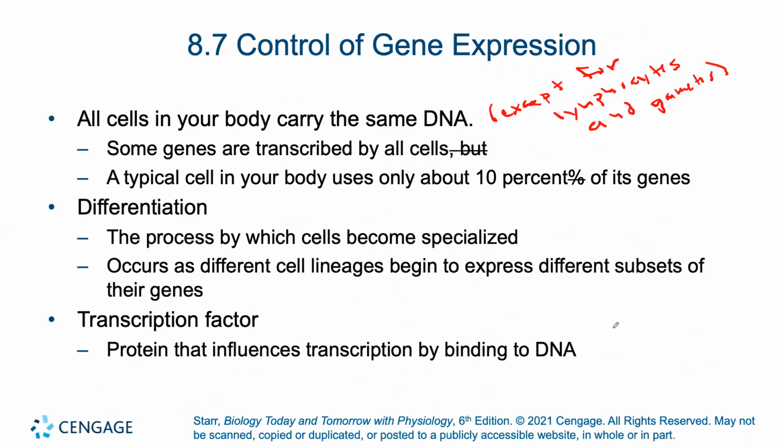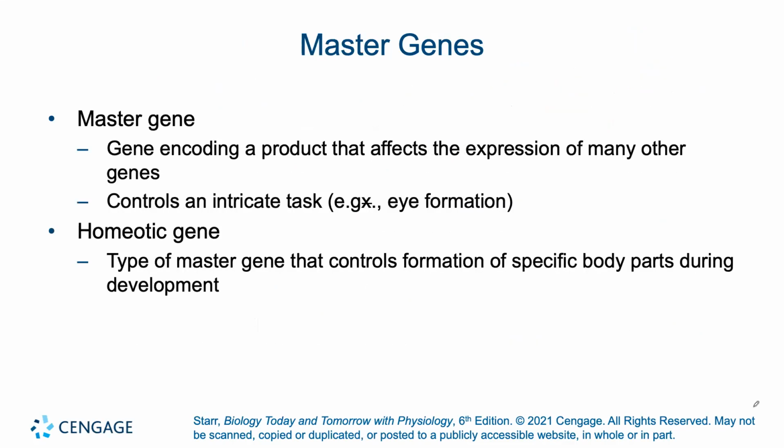All right. So transcription factors are proteins that influence transcription by binding to DNA. Okay. A master gene is a gene that encodes a product that affects the expression of many other genes, and controls many tasks, such as the production of, say, an eye or a particular bone or some other structure. And a homeotic gene is a type of master gene that controls the formation of specific body parts during development.